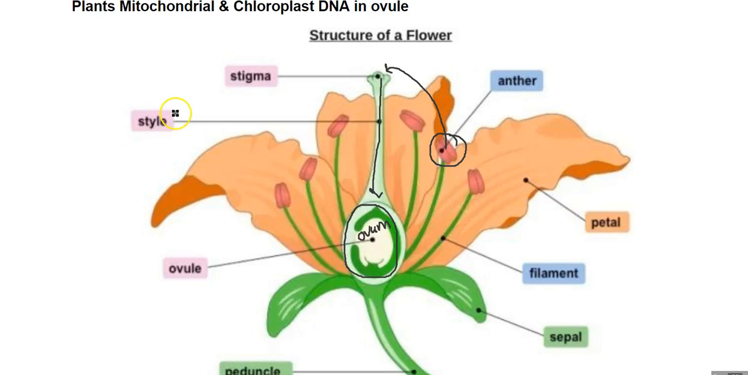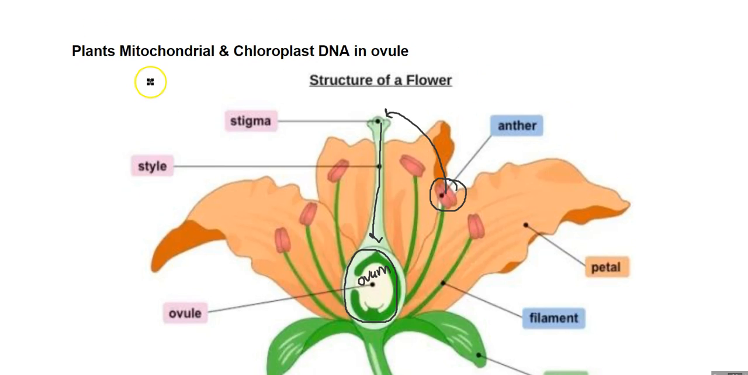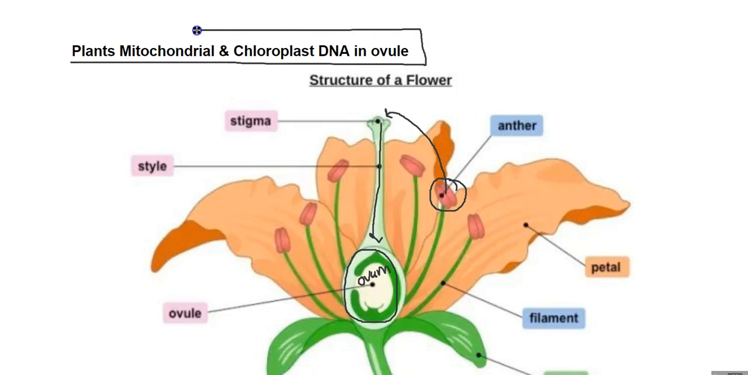What is important that you know is that plants have both mitochondrial and chloroplast DNA in their ovule. So if we're looking at genetic inheritance patterns and non-nuclear DNA in plants, you cannot forget that plants have both mitochondrial DNA and chloroplast DNA as well. And those are both determined by the type of DNA that is in the egg cell, or the ovum.